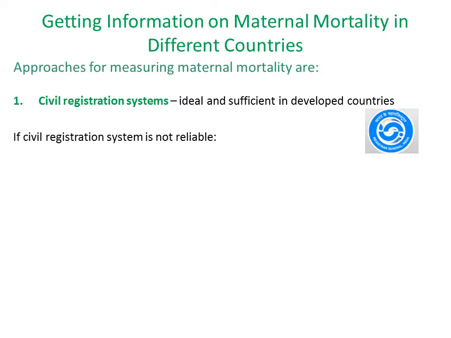If the civil registration system is not reliable, other approaches need to be adopted, like household survey. Surveys are done in representative areas and questions are asked regarding maternal mortality in that area.